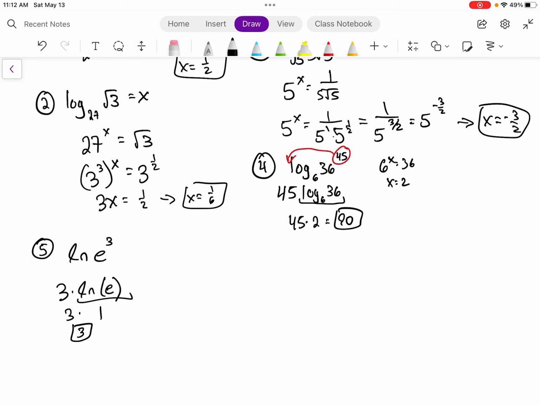And remember, if you're confused about what natural log of e is, just remember log base 10 of 10 is 1. Log base 3 of 3 is 1. Log base 75 of 75 is 1. So log base e of e should be 1, right? Those all go with the same rule.